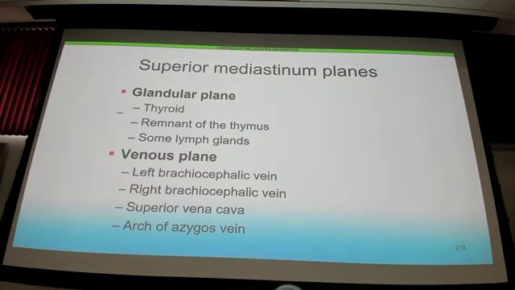When you go back posterior to that, you have the venous plane, which contains your left and right brachiocephalic veins, and then you have your superior vena cava and the arch of the azygos, or the azygos is what's draining the posterior intercostal veins. So the top of that is found. Now keep in mind, we're going to have some overlap with structures. We haven't seen it yet, but we will.